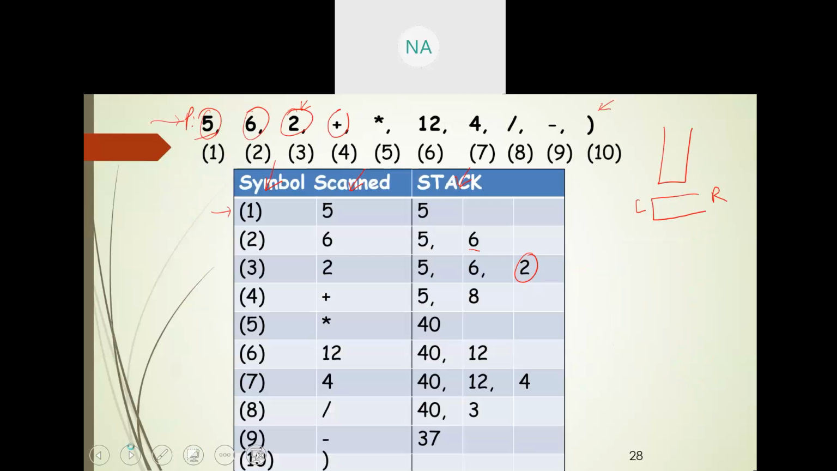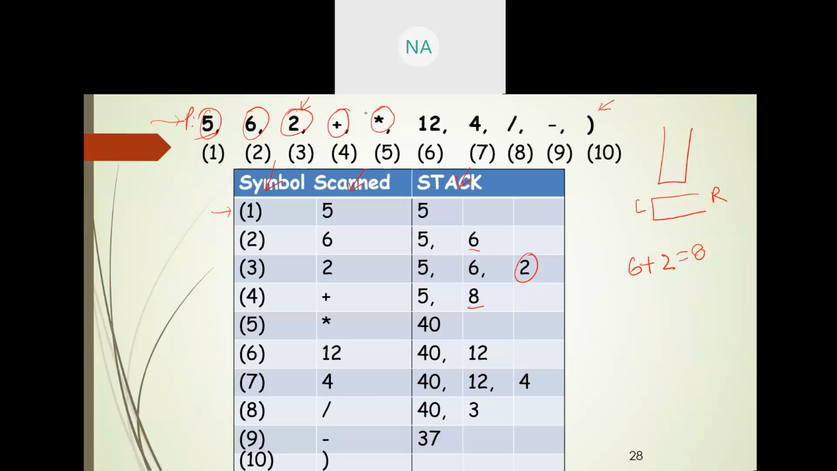Okay, so top element 2, next top element 6, right? And here the symbol is plus. 6 plus 2 is 8, right? So this evaluated result 8 is pushed back onto the stack, right? Now consider the next symbol, which is multiply.